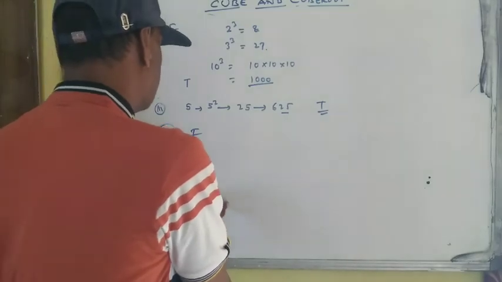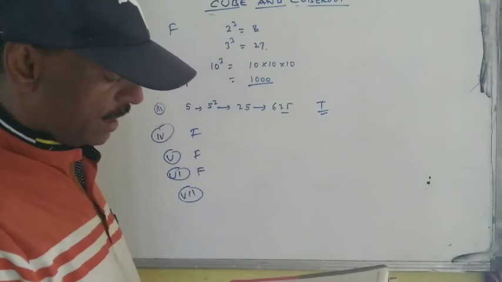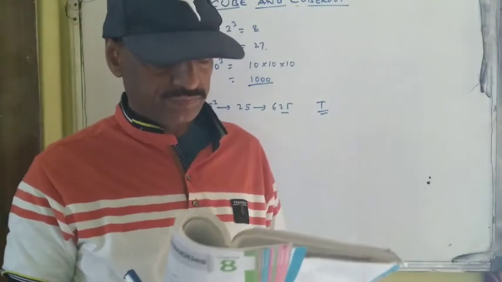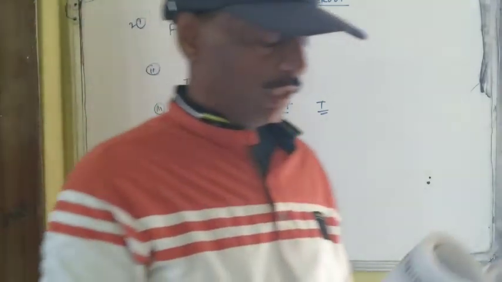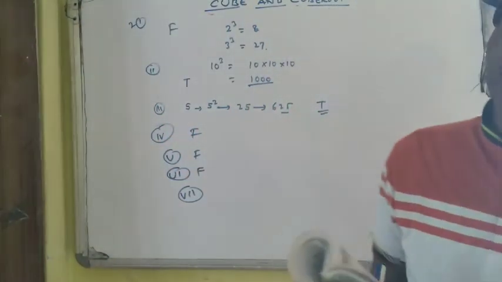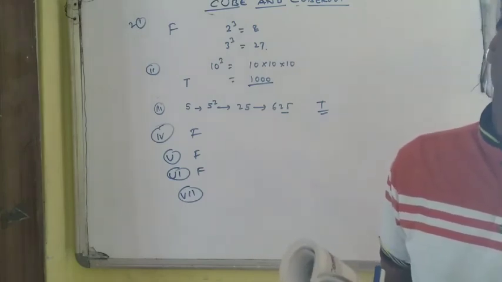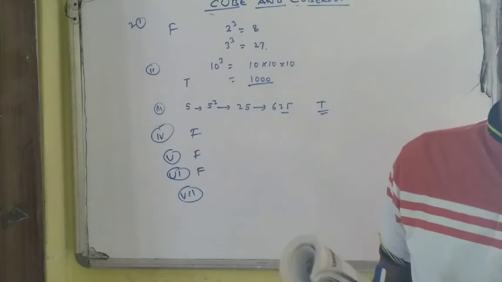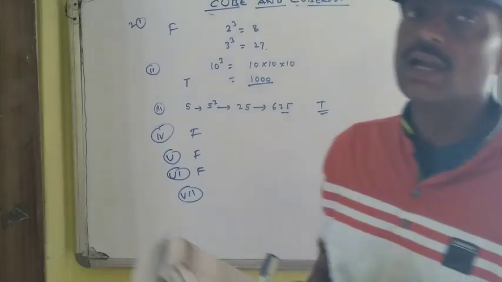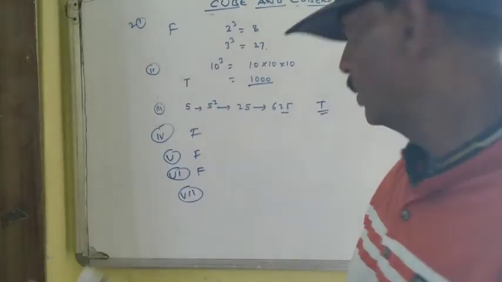And the 7th one: the cube of a single digit number may be a single digit number. Cube may be, not must be. So it is right, because the cube of 2 is 8 and the cube of 1 is 1, but the cube of 3 is 27. So it may be and may not be. It is given that it may be, so it is true.